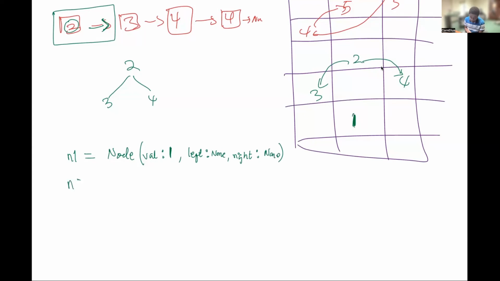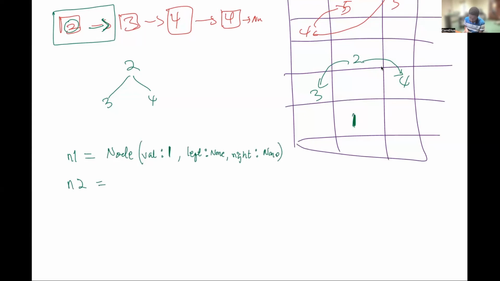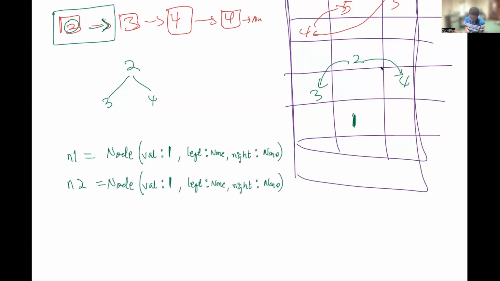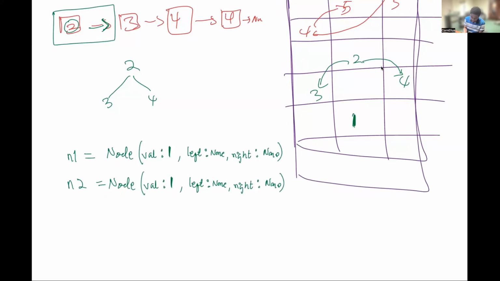Then you create node 2. And node 2 is kind of like the same thing here, except now this is, let's say, 4. This is 4 here, like this. And now you want to link them together.